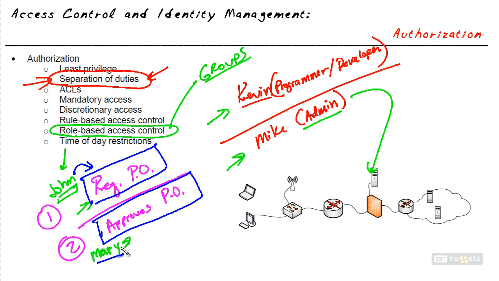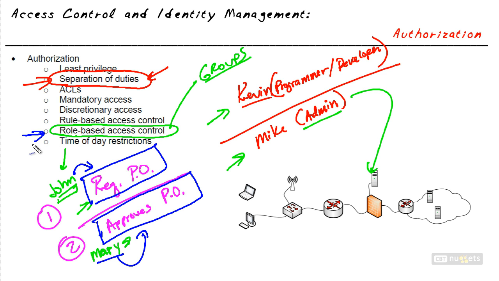Mary comes on board, we create her user account, and we make Mary a member of the group called Purchase Order Approvers, or whatever we called that group, and she would inherit all those specific rights regarding that job function. So the groups have rights based on various roles, and we simply put users in those roles.